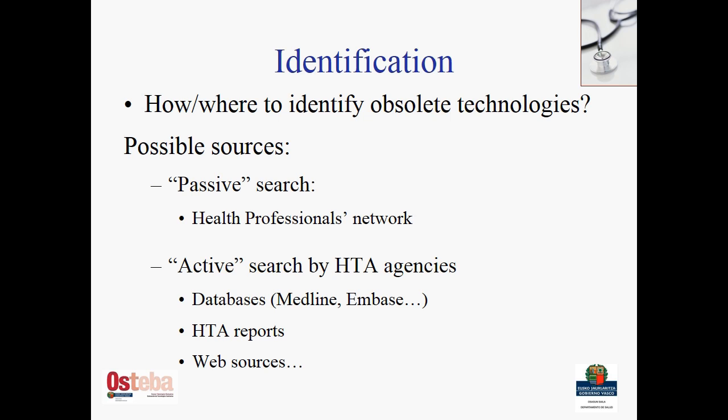There are different ways of identifying these opportunities. One is a passive search, speaking with professionals and waiting for what they communicate as potential obsolete or newly coming technologies. And the other is a proactive search, which is performed by several HTA agencies, looking at bibliographic databases, looking at different HTA reports available in different portals on the internet, INAHTA, Euroscan, Cochrane. There are many of them. Or going to the web sources provided by industry and new providers.